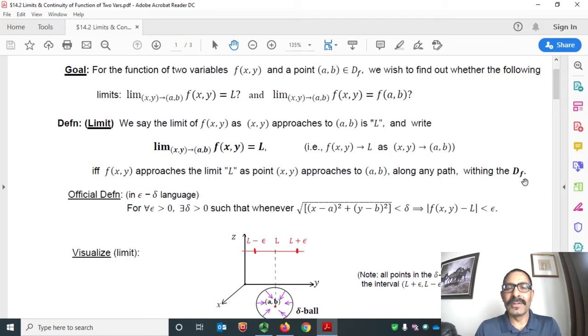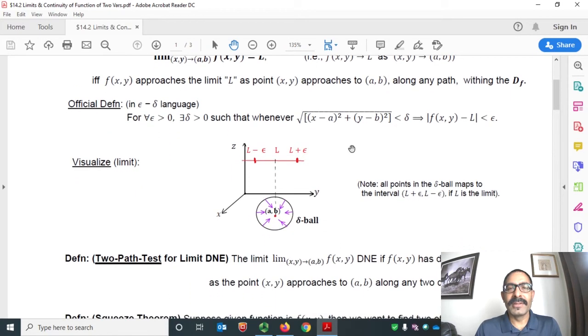So in calculus 1 we studied the limit. There we approach a point in two directions, either from the right or from the left. But here we are approaching the point along any path inside the domain of the function.